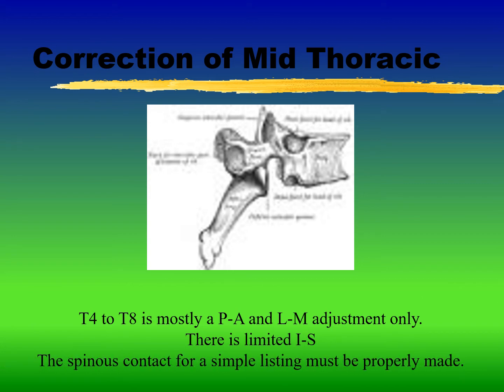The spinous contact for the simple listing must be properly made. We do not make it at the tip of the spinous process or the posterior inferior medial or posterior inferior lateral aspect of the spinous process, because if we do that, there's a vertebrae that sits underneath that spinous process, and if we push directly through that contact point you see with the blue arrow, we'll be directing that force through the segment below. If we move the segmental contact point up higher onto the spinous process so we can get closer to the vertebral body, this will help us direct the force for the correction through the vertebral body. And that is the proper place to make the correction for the mid-thoracic spine.